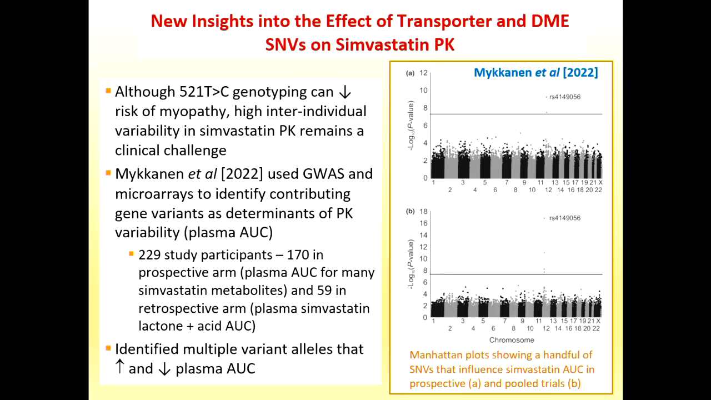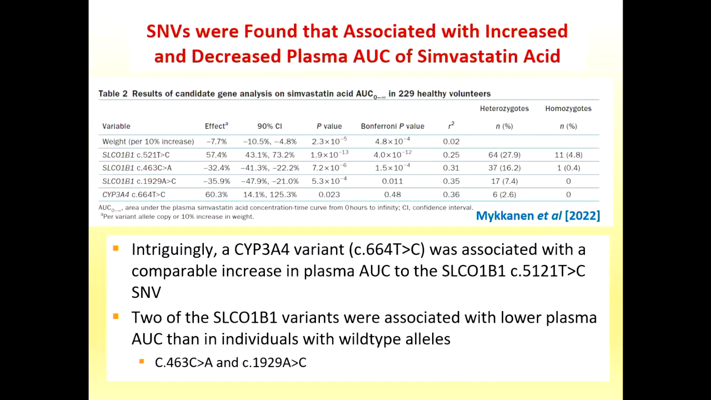So that's a fascinating approach. I just wanted to know, what are the genetic factors that give you a large area under the curve during simvastatin treatment? And they found, using this approach, a couple of variant alleles, some that caused an increase in plasma area under the curve of simvastatin, some that caused a decrease. And the interesting one here is that they found a CYP3A4 variant. So this is in a cellular gene, position 664, again a T to C single nucleotide variant.